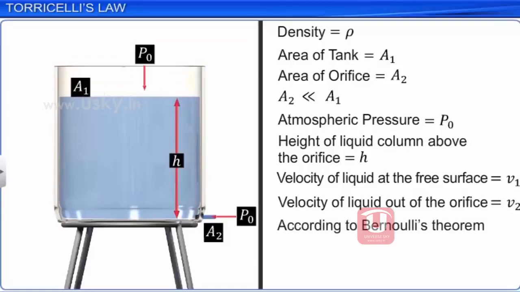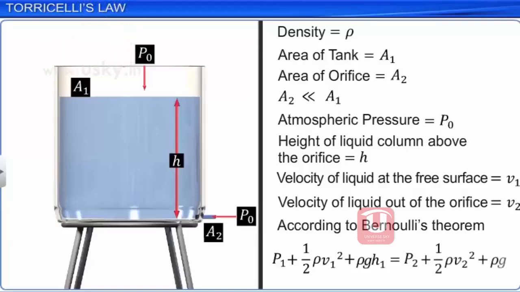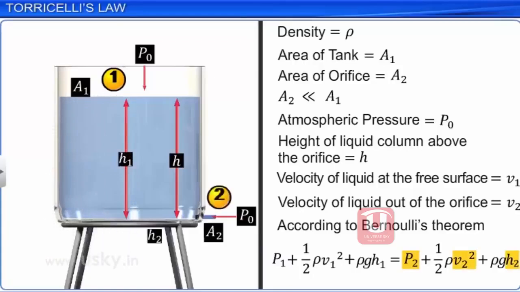According to Bernoulli's theorem, P1 plus half ρV1 square plus ρgh1 is equal to P2 plus half ρV2 square plus ρgh2, where P1, V1 and h1 are the pressure, velocity and height of the liquid at position 1 and P2, V2 and h2 are the pressure, velocity and height of the liquid at position 2 respectively.